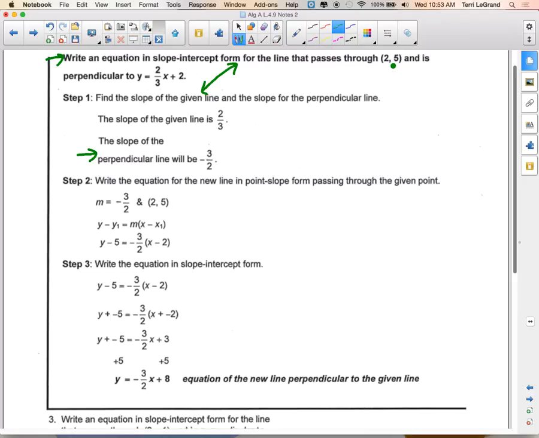Then notice what they did here in step 2. Say, okay, here's our new line. This is the new line, okay? New line. I want you to put this in your notes.